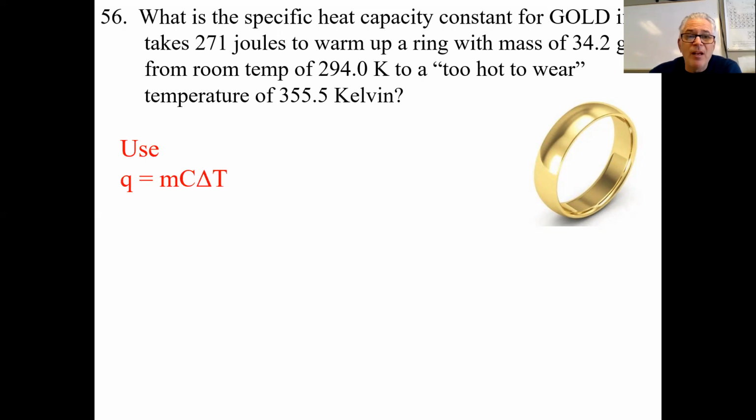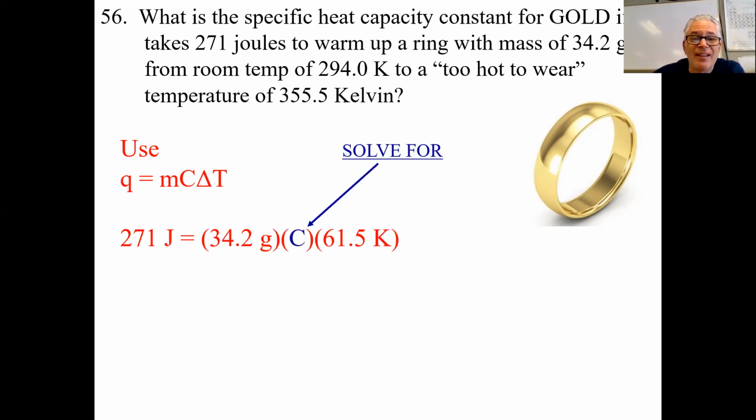There's only one formula. So let's write this formula down. Now, the Q. Q is the heat in joules. That's where the 271 joules goes. What's the mass? 34.2 grams. What's the C? That's the question. What is the specific heat capacity constant? And what's the delta T? We're going to do a simple subtraction to get that.